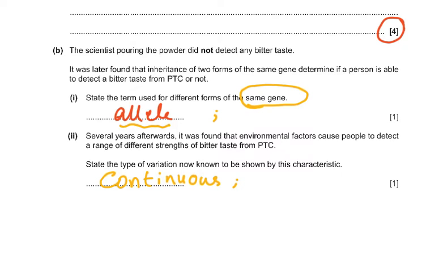Then several years afterwards, it was found that environmental factors cause people to detect a range of different strengths of bitter taste from PTC. Now state the type of variation. So people can detect different strengths of the bitter taste of PTC. Now variation is only of 2 types. One is continuous and one is discontinuous. In discontinuous, there are few, 2 or 3 or 4 types. But in continuous, there is a large variation, and there are many, many intermediate values. So this would be continuous variation.